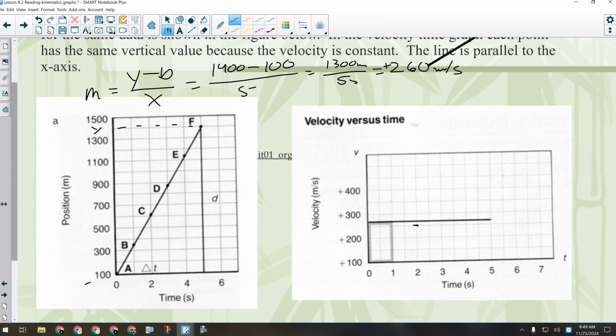Okay, let's think about what we have. Do we know how fast the object's going on that graph? Yes. Do we know how long it's traveling for? Yes. Okay, can I get displacement with those two numbers? Yes. Absolutely. Okay, I can do this.